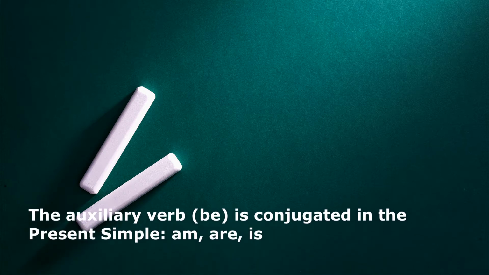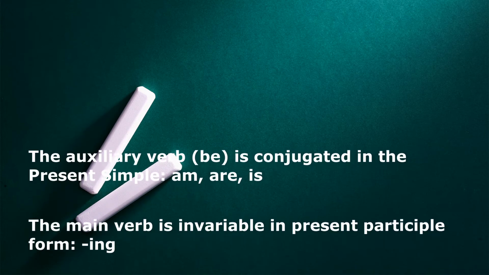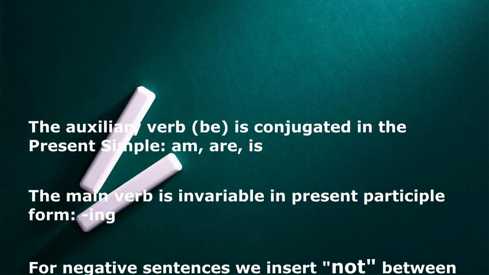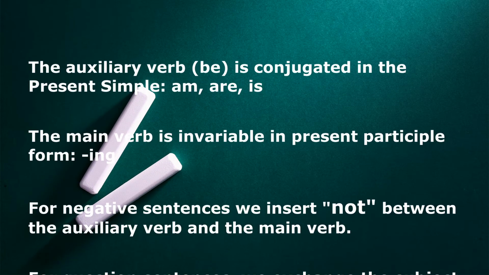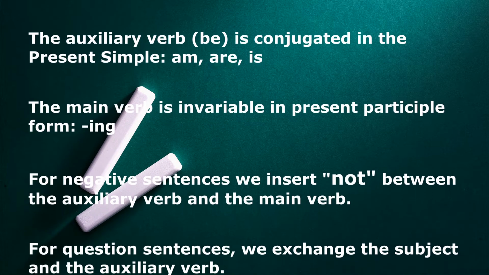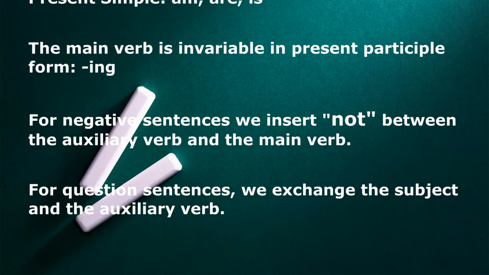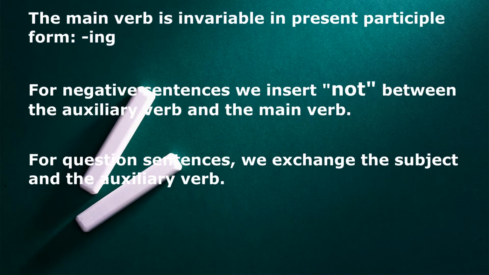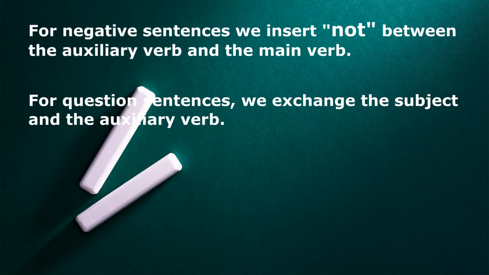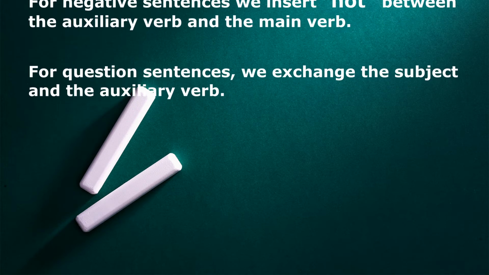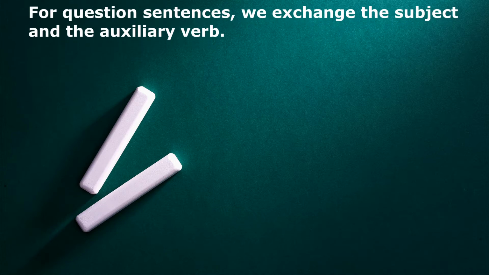The auxiliary verb be is conjugated in the present simple: am, are, and is. The main verb is invariable in present participle form, that is ing. For negative sentences, we insert not between the auxiliary verb and the main verb. For question sentences, we exchange the subject and the auxiliary verb. Now we'll see some examples.